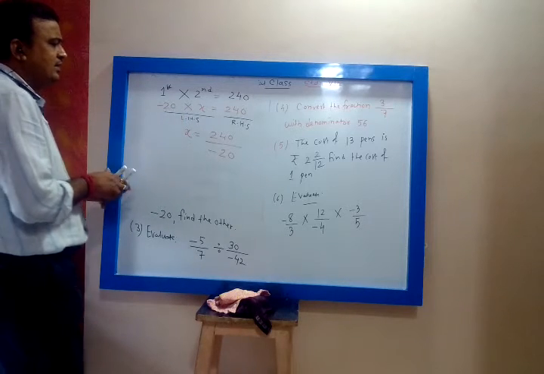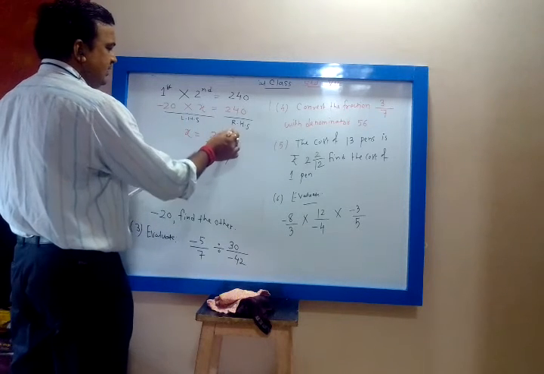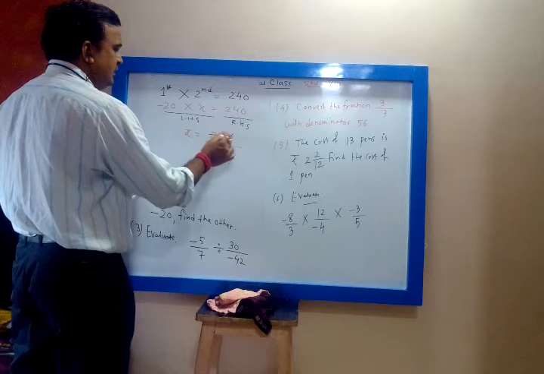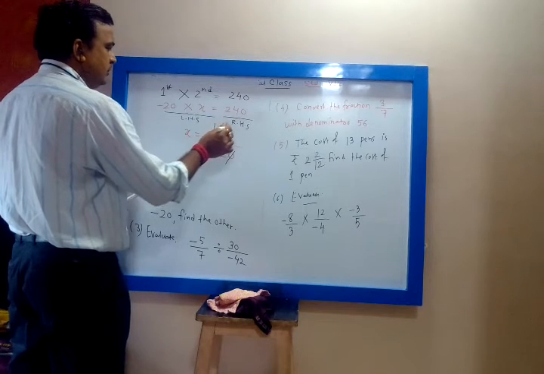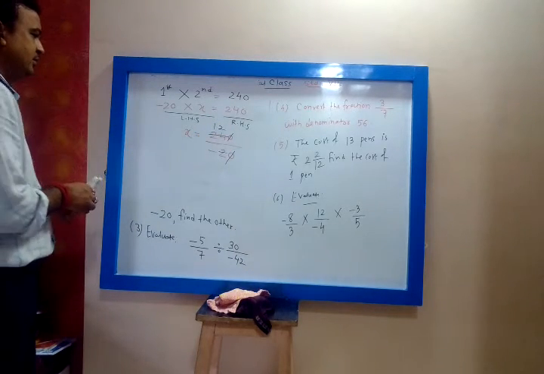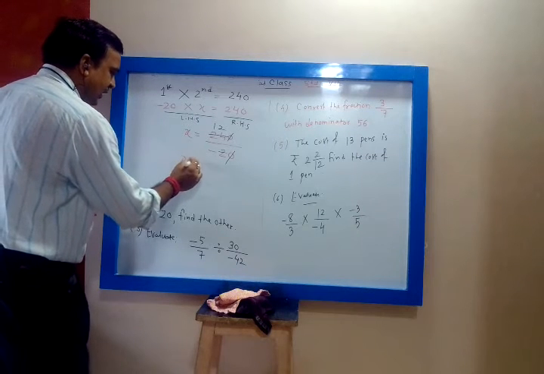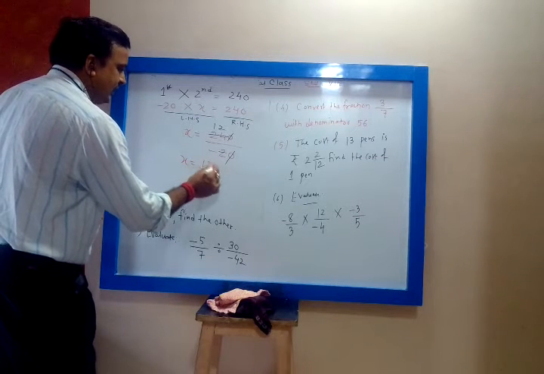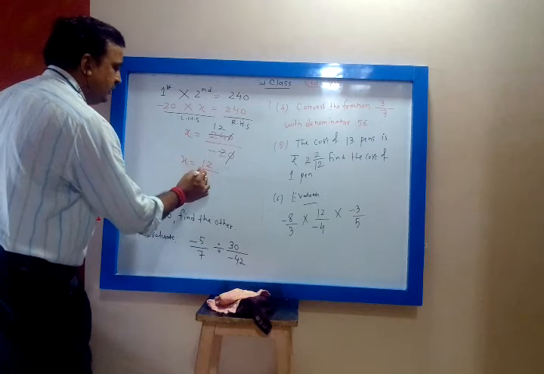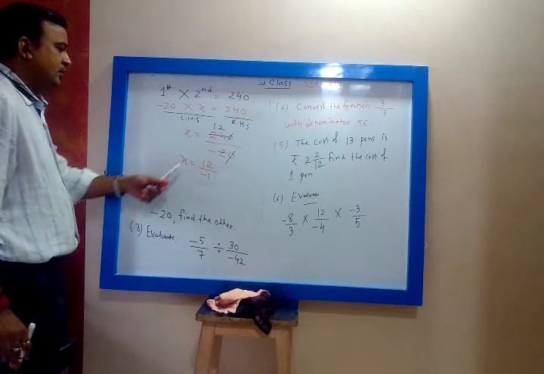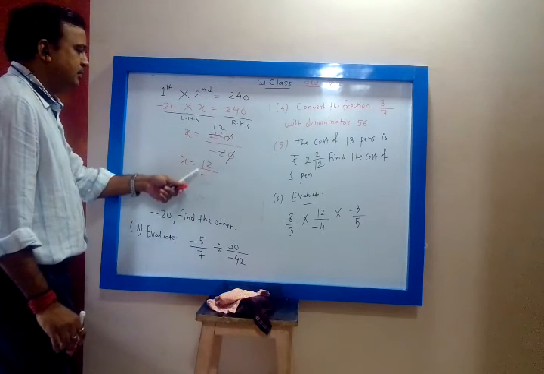Now you can cancel. 0, 0 get cancelled. Then 2 ones are 2, 2 twos are 4, 12. Okay, so what is the answer? So answer is 12 upon minus 1. Minus sign is there in the denominator, no? 12 upon minus 1. So plus upon minus.